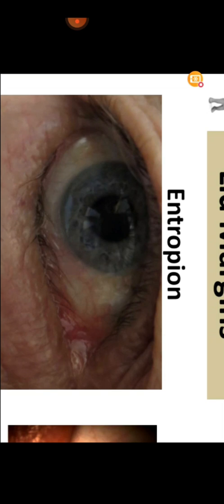watering for the person, or there can be abrasions which can lead to photophobia and corneal ulcers, and all these cause complications in later stages. So you should be very careful whenever a person complains of watering of the eye. You should check whether there is an entropion for the person.